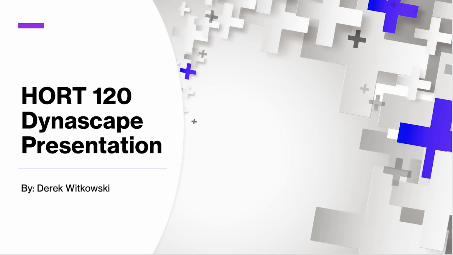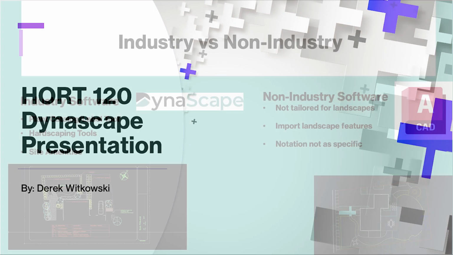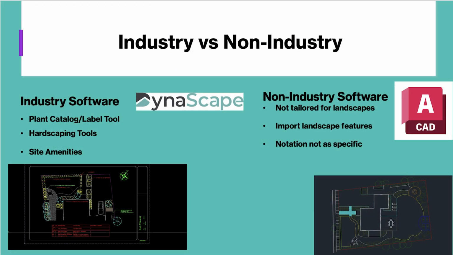In this video, we will be discussing our first industry software in our HORT 120 class called Dynascape. Industry-specific software like Dynascape is software that is tailored specifically for the landscape industry, whereas non-industry specific software like AutoCAD is not tailored toward the landscape industry and can be used across multiple industries by architects, interior designers, engineers, and manufacturers, just to name a few examples.